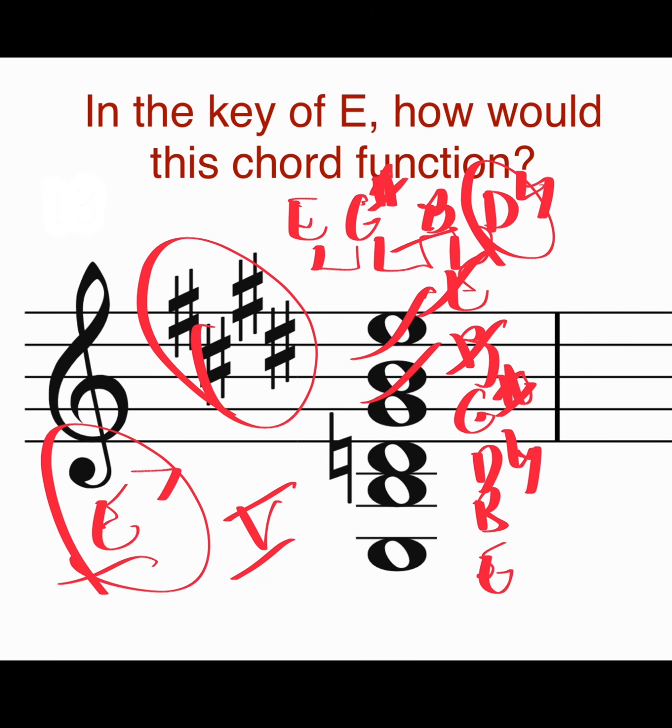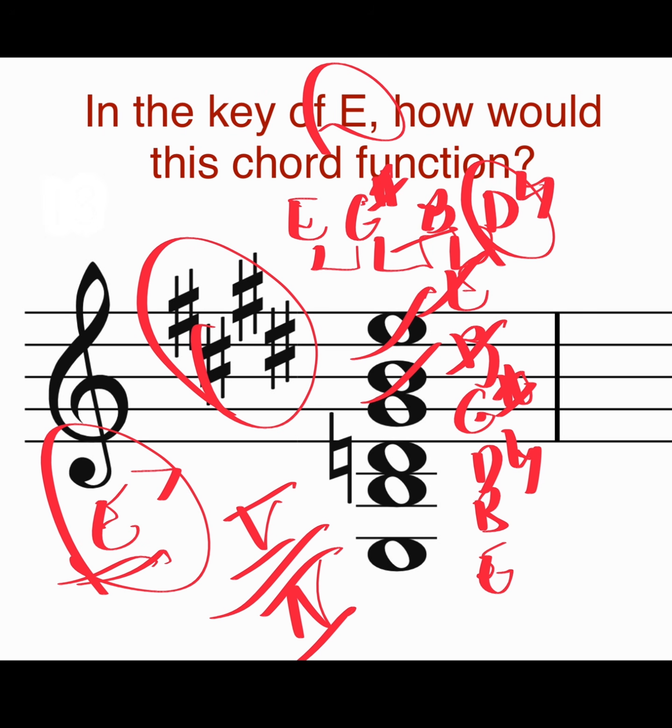What happens here now is a dominant chord, a 5 chord in the key of E, would be a B7 chord. But we don't have a B7 chord here. We have an E7 chord here. So what this ends up being is a secondary function chord. This is 5 of what? It's 5 of the note A. The note A is the 4th scale degree in the key of E. So what this is is 5 of 4.